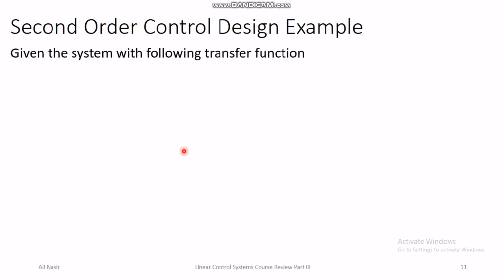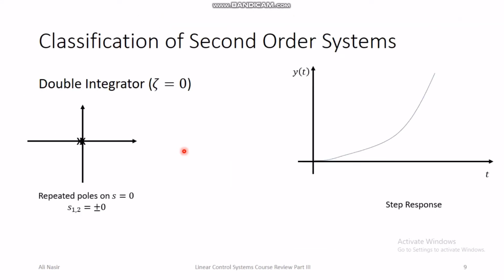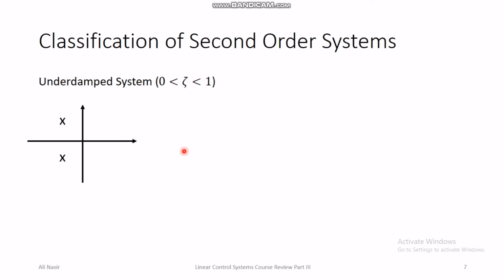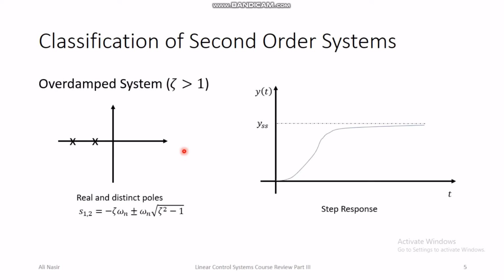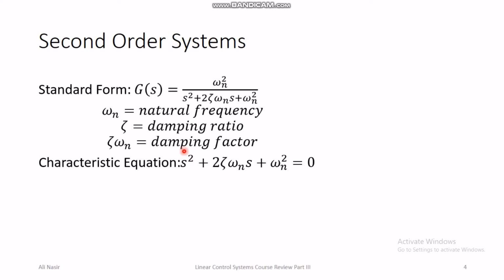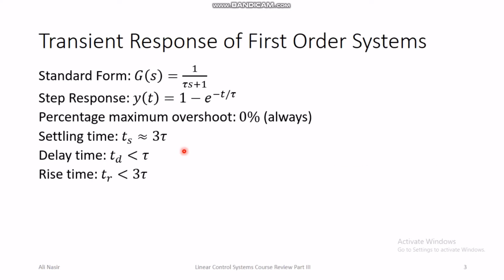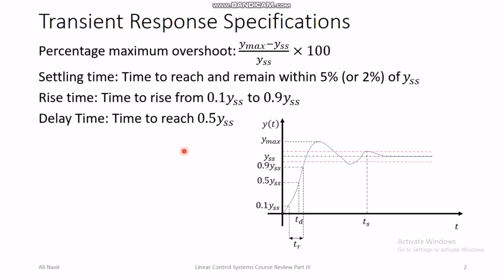If I go back to the slides, we started off this lecture with the transient response discussion. We started off with transient response specifications of LTI systems, which include percentage overshoot, settling time, rise time, and delay time. We also looked at the graphical depiction of what settling time, delay time, and rise time look like, and what the maximum value of the output looks like.